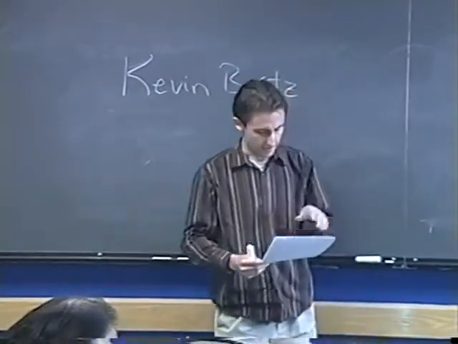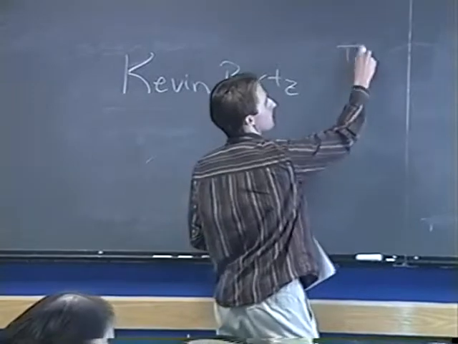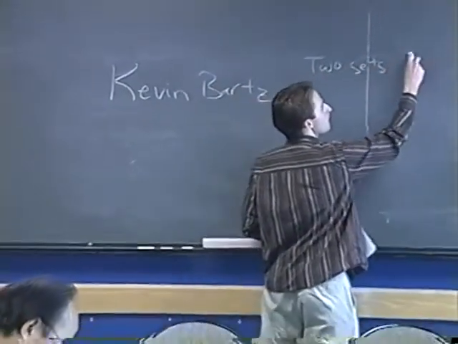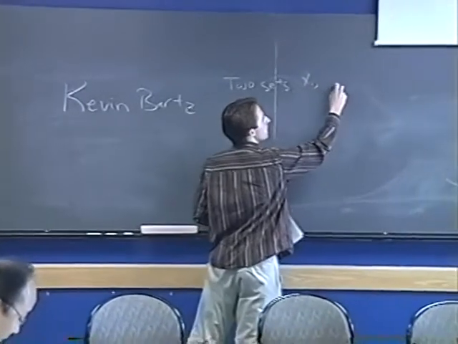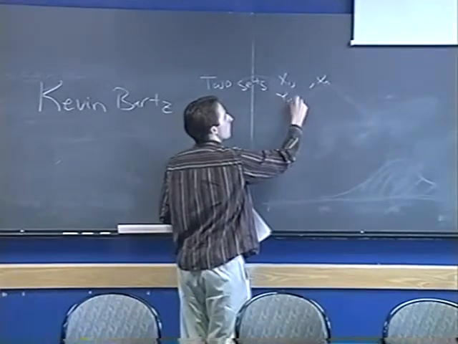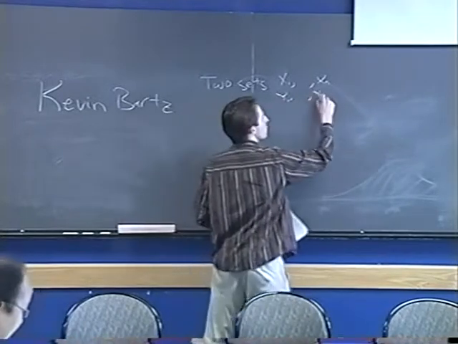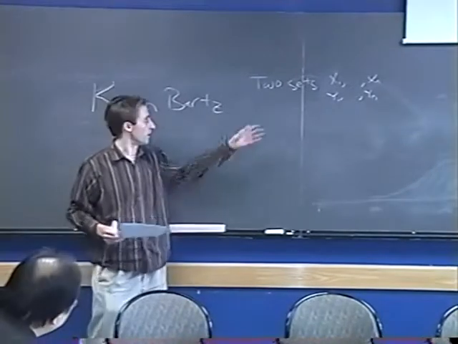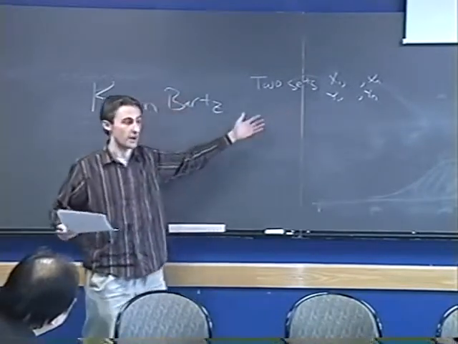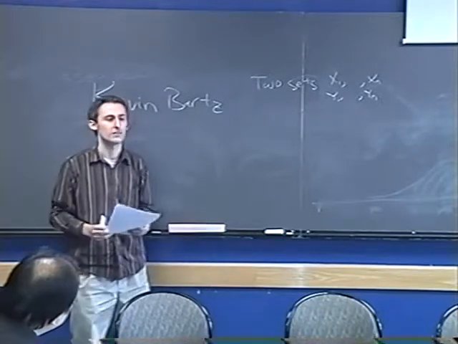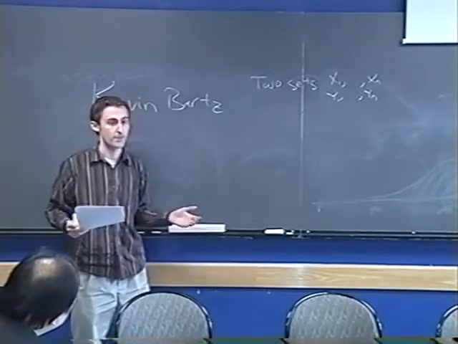So let's say that we have two sets of random variables, x1 through xn and y1 through yn. And we're interested in knowing how these two are related. Are they associated? Are they inversely associated? Are they directly associated? Are they not associated at all?